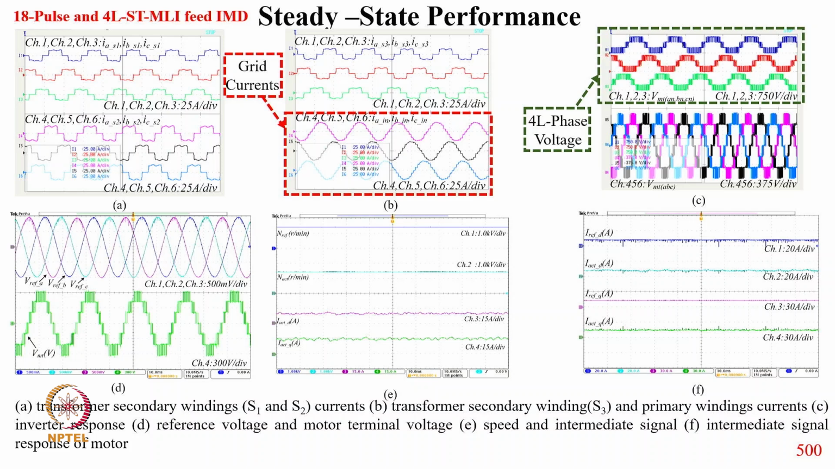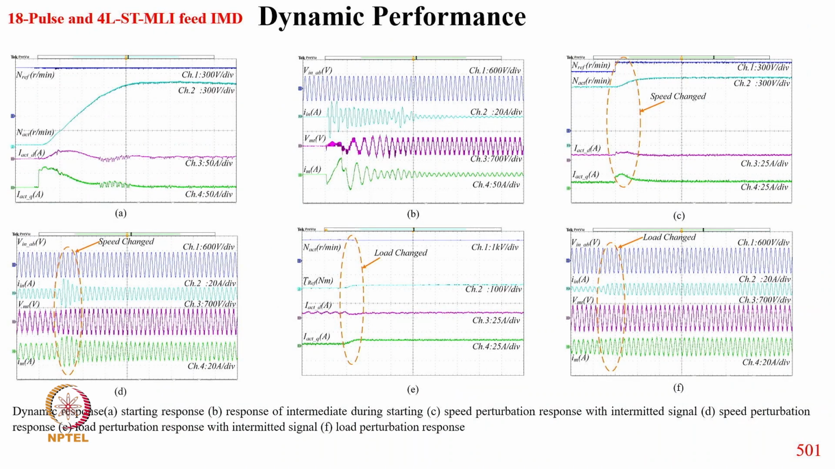And after implementing, these are the transformer secondary winding currents, transformer secondary winding and primary winding currents, and then the reference voltage, motor voltage, and the speed and intermediate signals all are shown here, typically the 3-phase voltage. And here you can see for restarting, the reference speed, the sense speed, the D and Q axis current, and the motor voltage, motor current, supply voltage, supply current, and motor voltage, motor current.